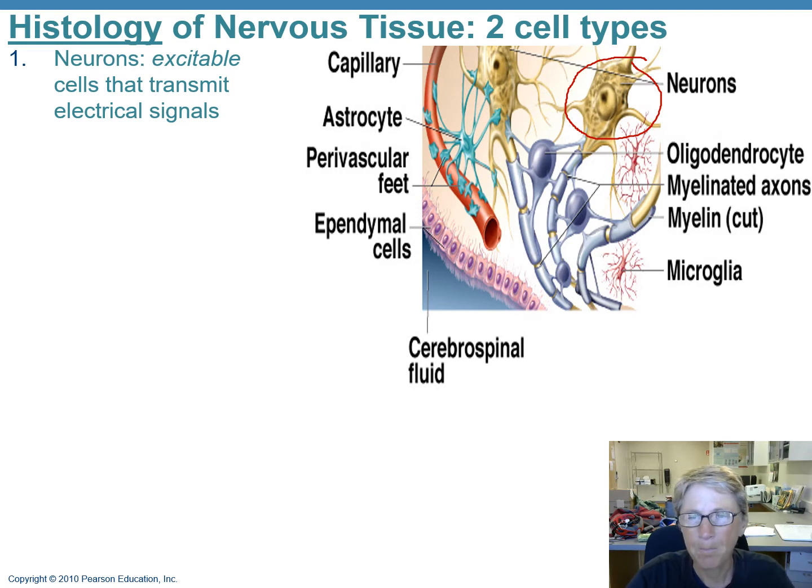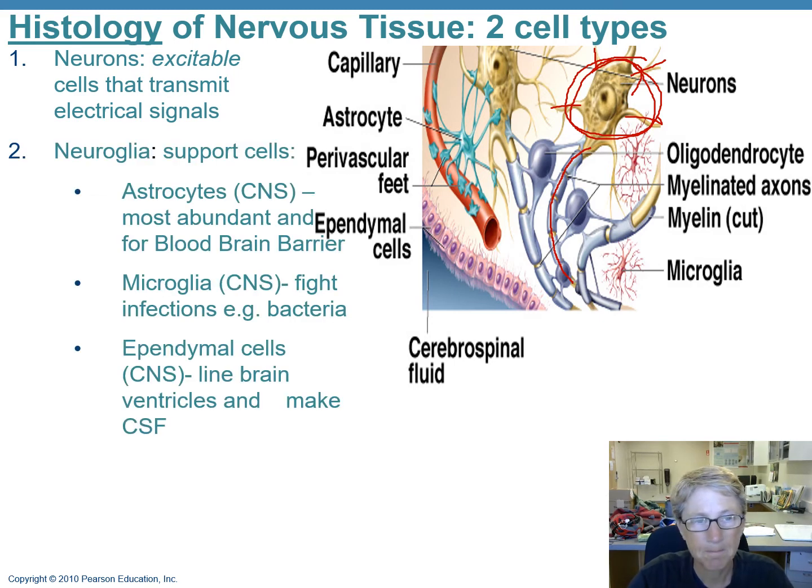But here's a neuron. Here's its cell body, and then all these projections coming off the cell body, those are called dendrites. And then here's the neuron's axon, and it's covered in this thing called myelin. So the neurons are excitable cells. The neurons are the ones that transmit the signals. And then the second basic cell type are neuroglia, or support cells.